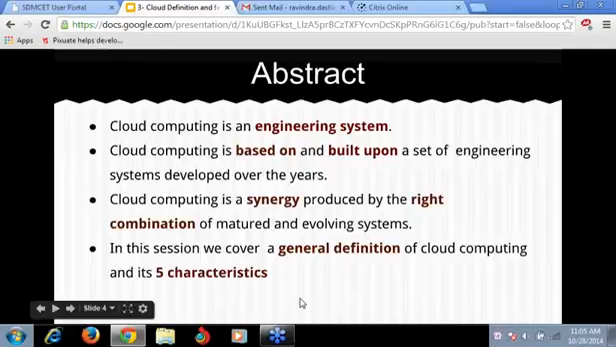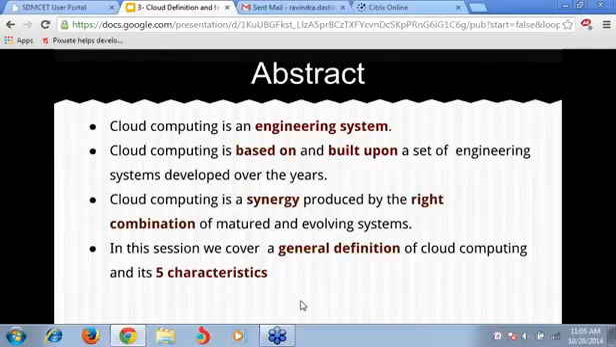So in this particular session, we will cover a general definition of cloud computing because that's a must, and also its fundamental characteristics. By characteristics, we mean those features of cloud computing which separate it from the other traditional systems.